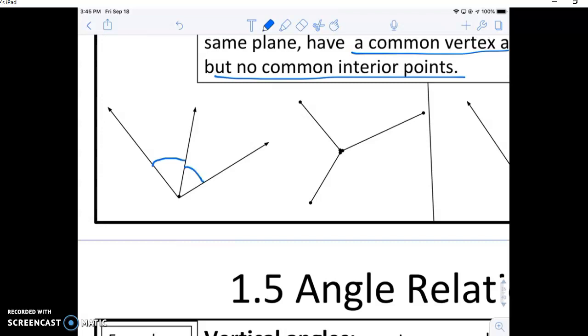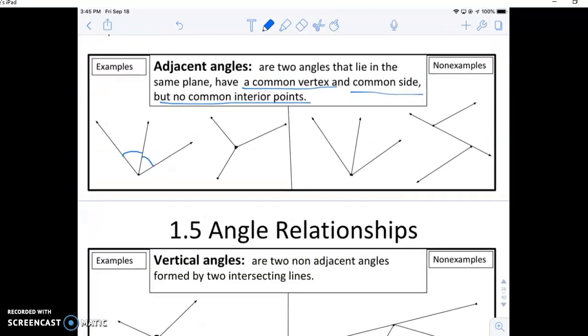If we look at this and this, both of them fit all three. They have a common vertex. Remember, a vertex is the point that the angle is created from. So both of these angles have the same vertex. They also have a common side. They both share that line there. And then they don't have any common interior points.